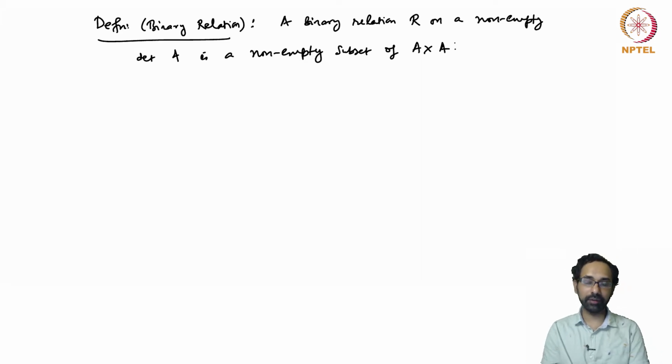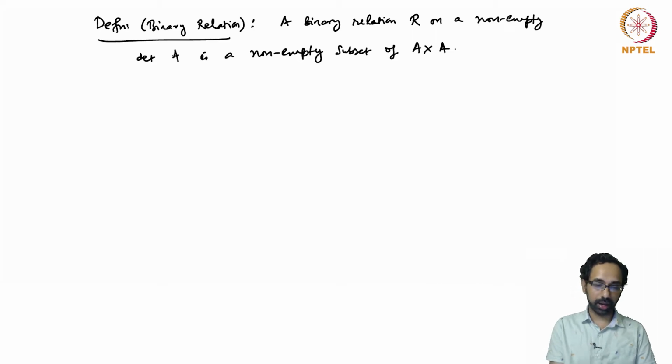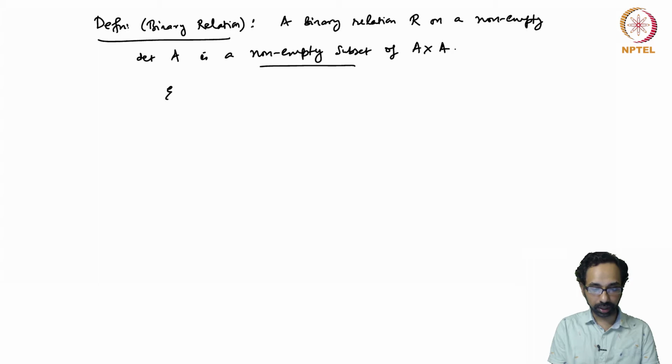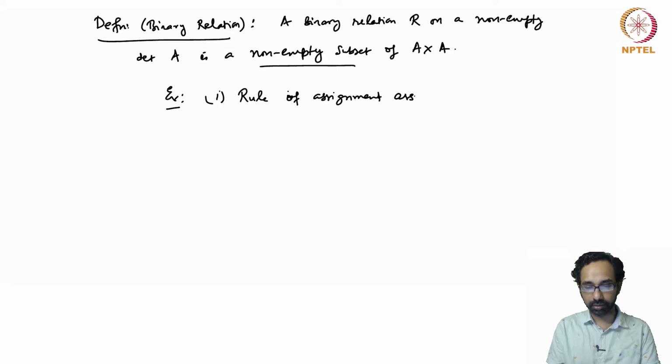Remember that when we were defining a function, we had the rule of assignment, which was a particular kind of subset of A cross A, and here we are calling any non-empty subset of A cross A a binary relation. So what is an example of a binary relation? Well, the rule of assignment associated with a function f from A to A is a binary relation.